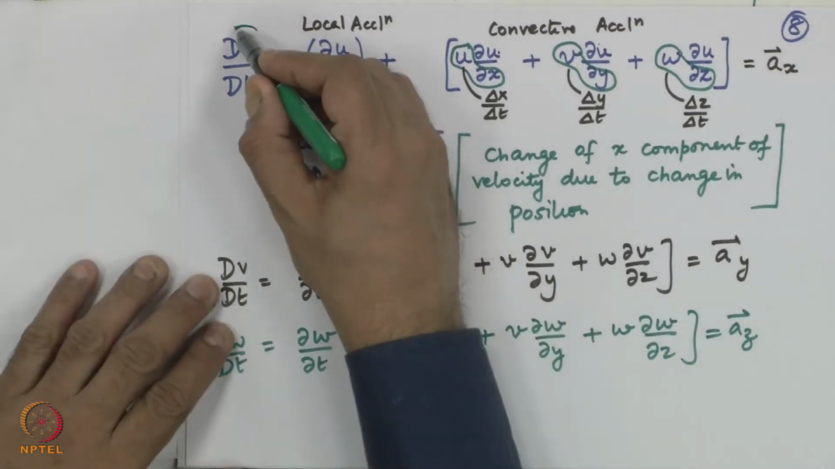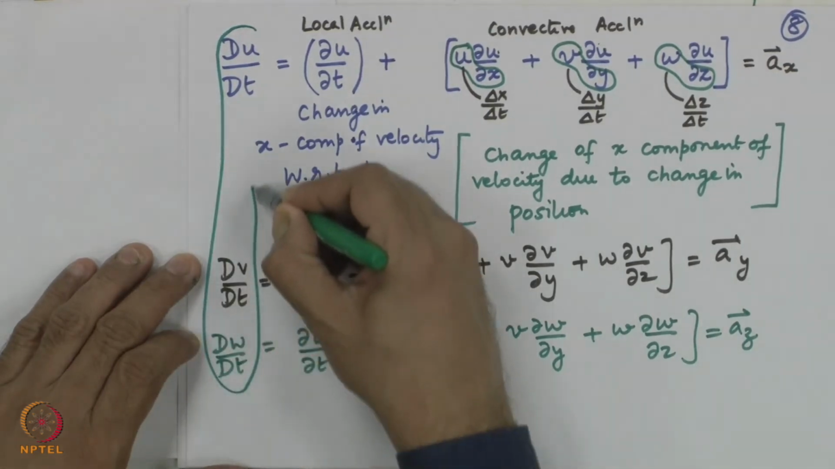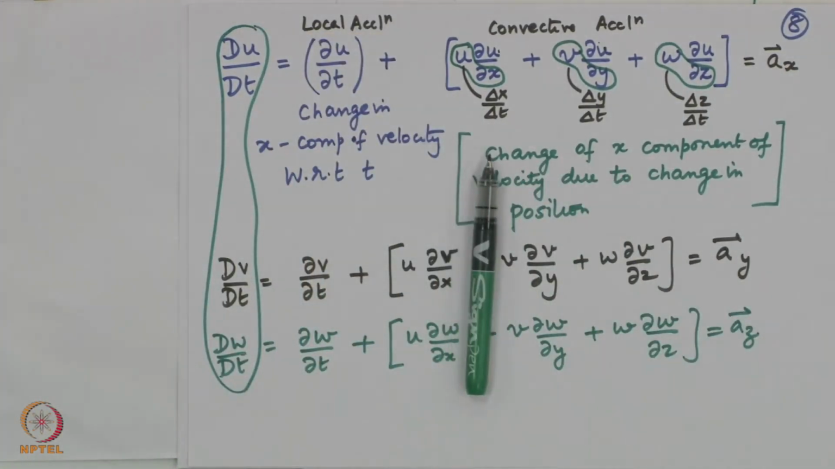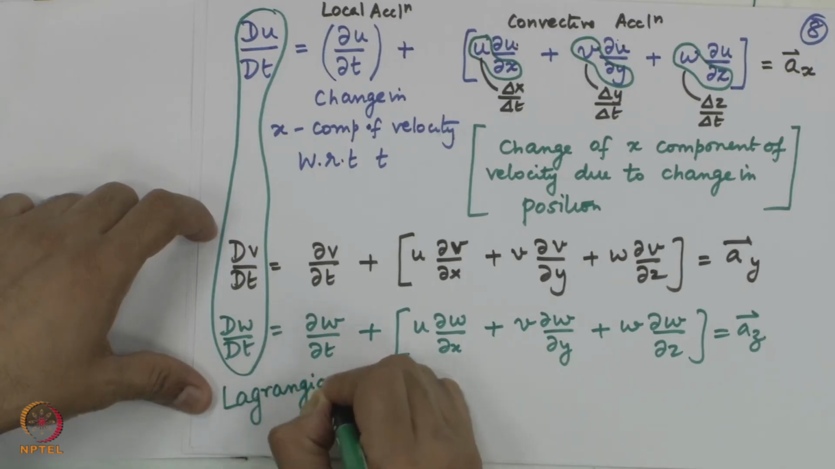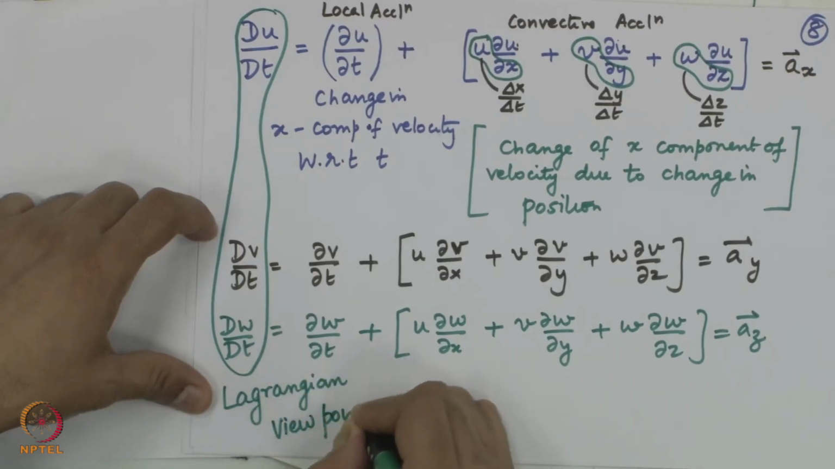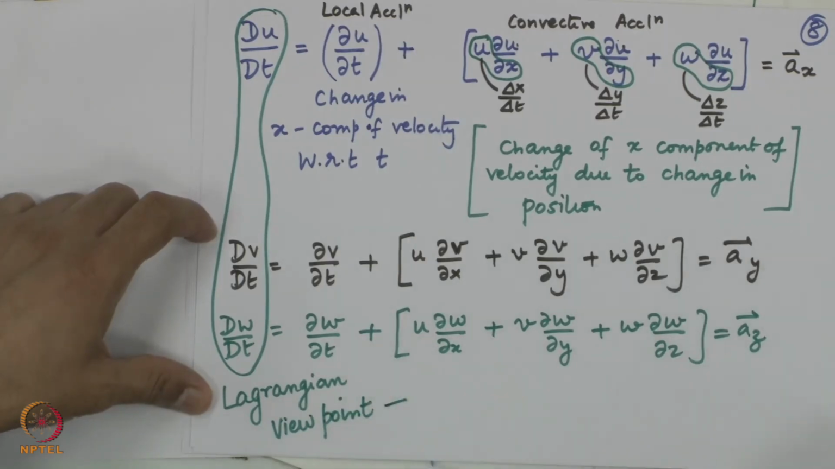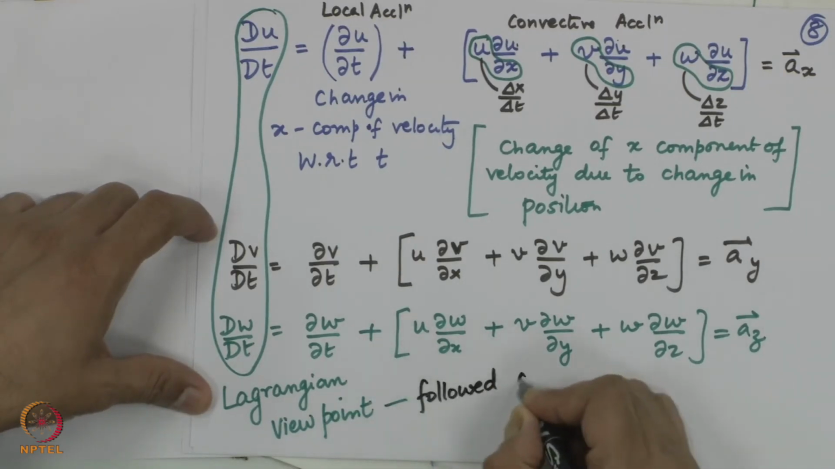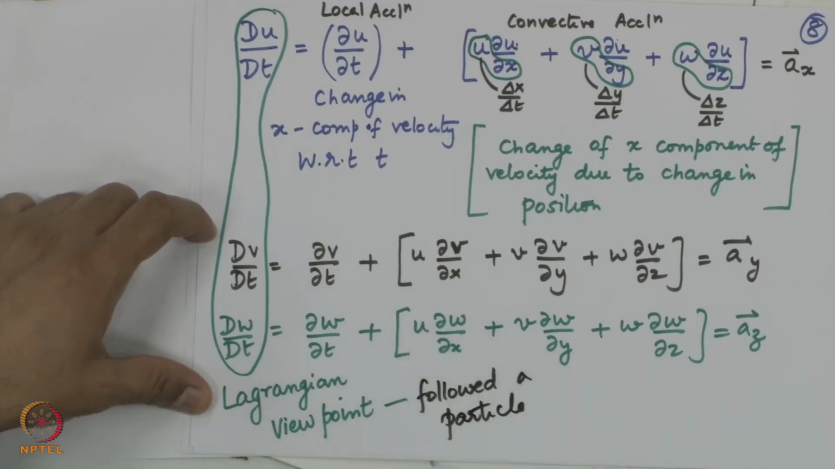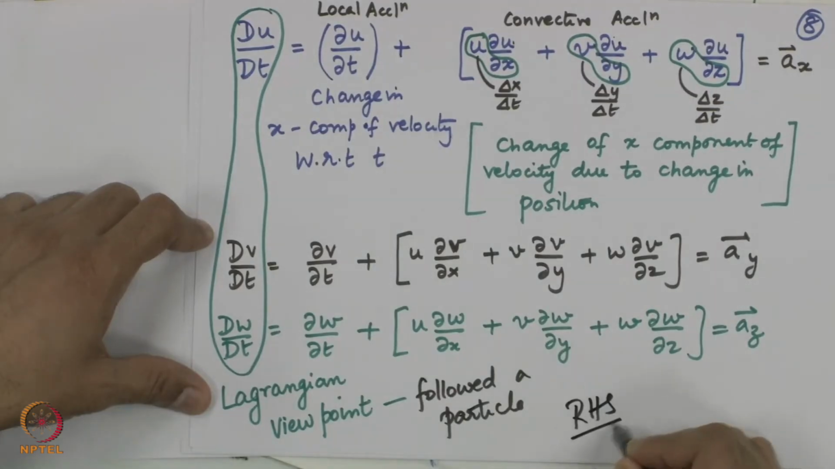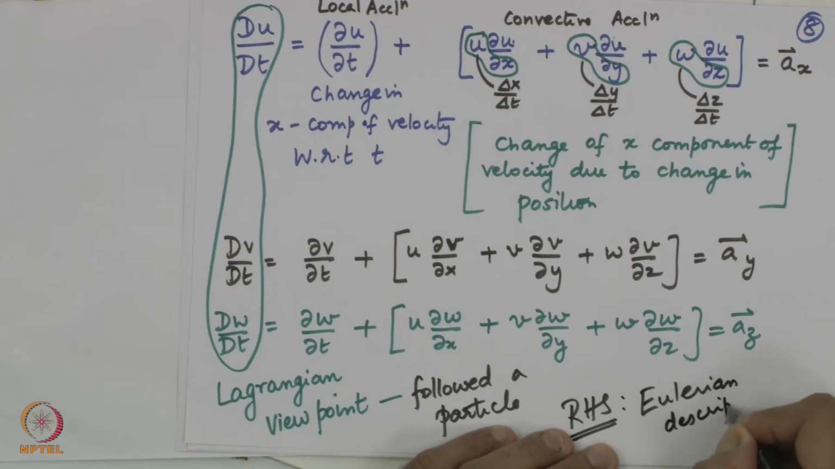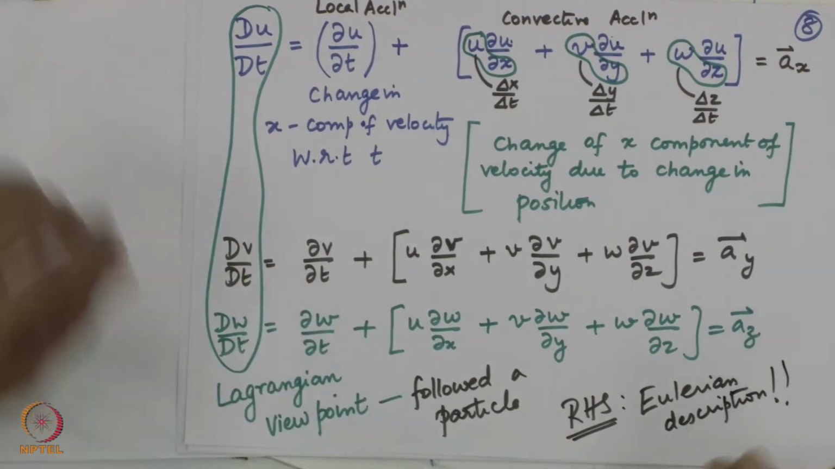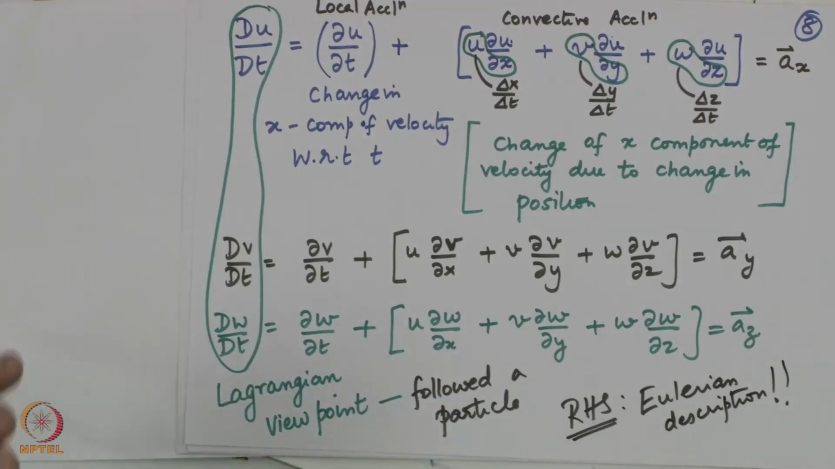What is this? This is basically the left-hand side, where you are trying to follow that particle. Remember, you followed that particle. So, this is your Lagrangian viewpoint, following a particle. This right-hand side is the Eulerian viewpoint. Material derivative represents a methodology to transfer from the Lagrangian viewpoint to the Eulerian viewpoint.